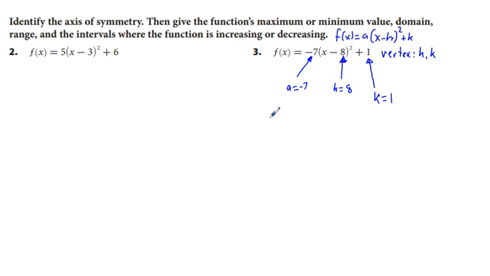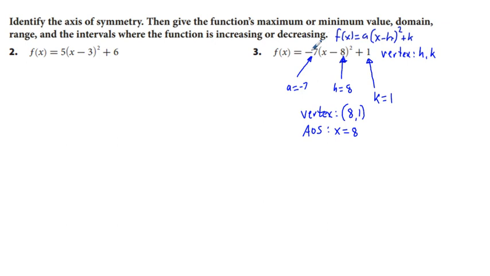So let's answer the questions. The vertex, being the coordinate pair h comma k, is going to be 8 comma 1. So therefore, our axis of symmetry is going to be the equation x is equal to 8. Next, maximum or minimum value.